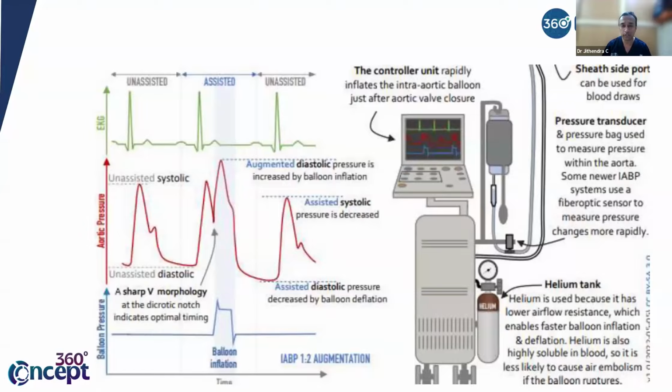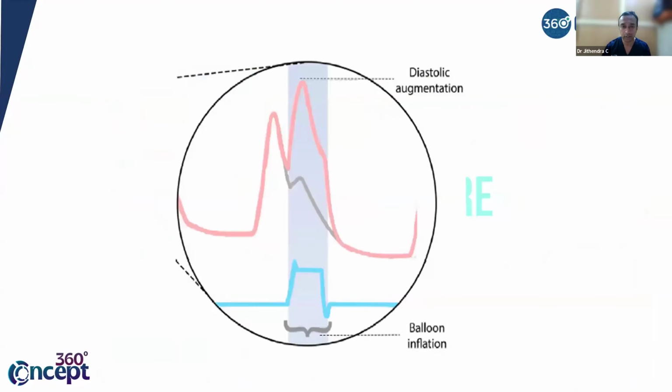Other than that, it is a very absorbable gas. So by chance, if there is a balloon rupture or leak of helium, it will get absorbed. If it doesn't get absorbed, what happens? You'll have air embolism and it will lead to complications. So to avoid that, we use helium. The other gas which can be used, which can sometimes be asked in exams, is carbon dioxide also. So these are two gases which can be used in your IABP apparatus.